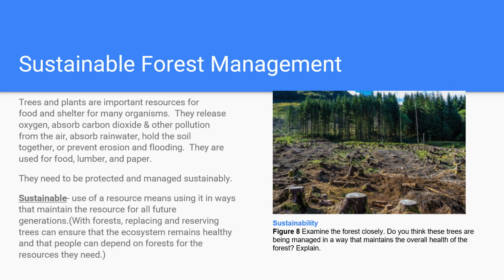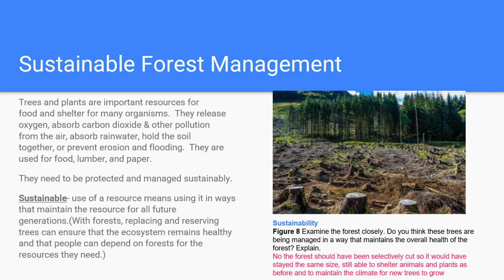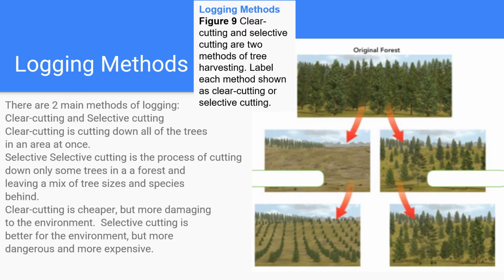So sustainability, Figure 8. Examine the forest closely. Do you think these trees are being managed in a way that maintains the overall health of the forest? Explain. So no, the forest should have been selectively cut so it would have stayed the same size, still able to shelter animals and plants as before and maintain the climate for new trees to grow.